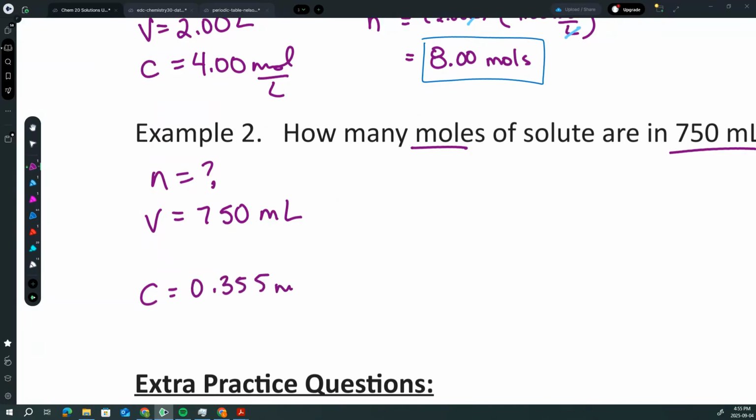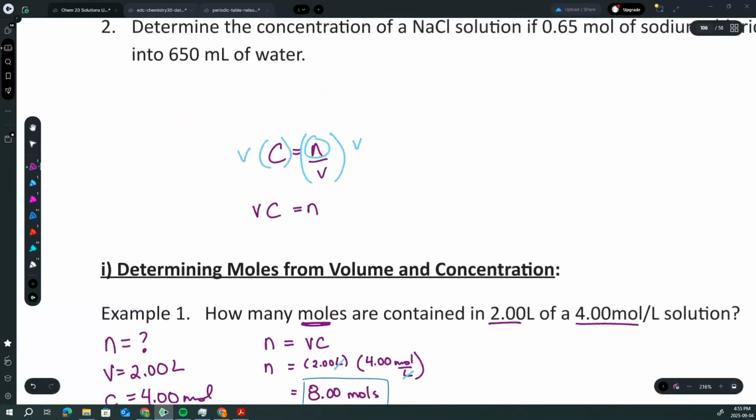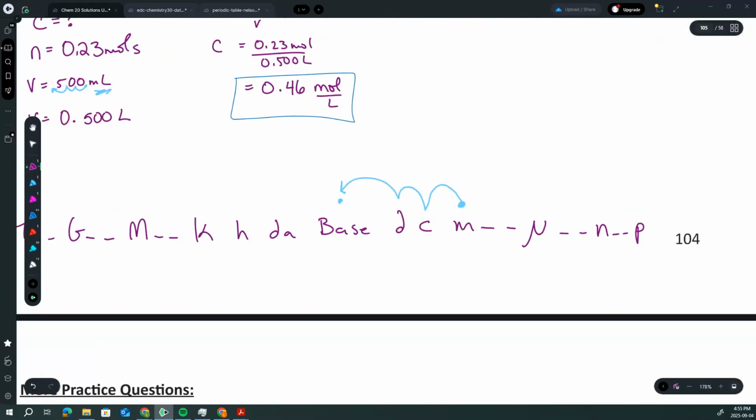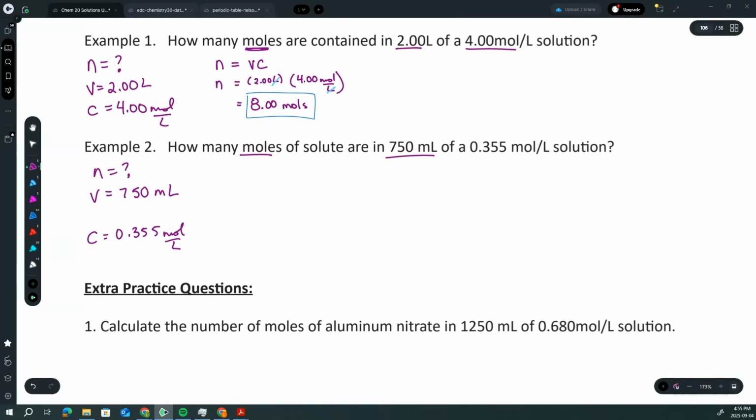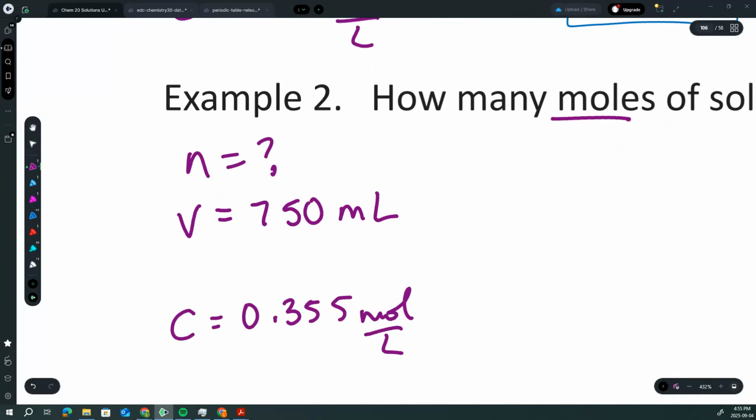So I've left a space here because I'm noticing that volume is in milliliters when it should instead be in liters. Now, what we can do is use our metric conversion line. You can do that, that's fine. Or if you're not a fan of this, you would have to memorize the conversion factors between milliliters and liters. Either or is fine, just so long as you can do it consistently.